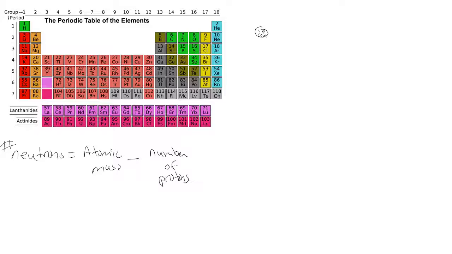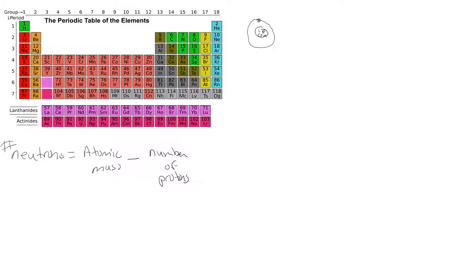How did I get that? Well, the atomic mass of hydrogen is about 1. Okay, and it's got 1 proton. 1 minus 1 is 0. Okay, it's going to have 1 electron, so I'm going to draw an orbit right there and draw my electron, and there's my hydrogen. Now I proceed down the periodic table to the next element, which is helium.